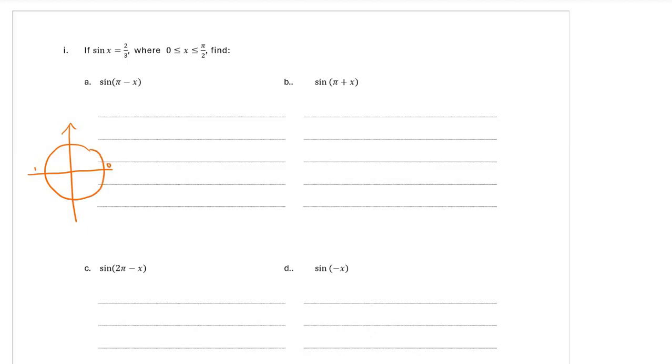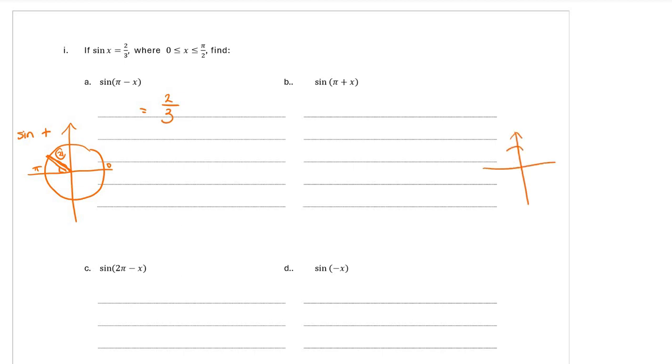So if I'm at pi minus x, that means that I have started at pi and I've gone back. Okay, it's really just a matter of what quadrant have I landed in. I've landed in quadrant 2, which means that sine is positive. So this is equal to 2/3.